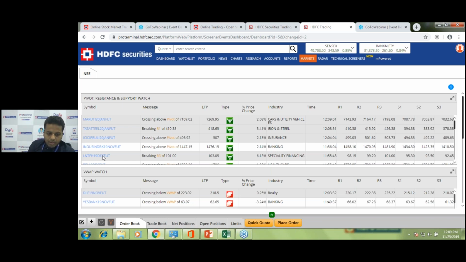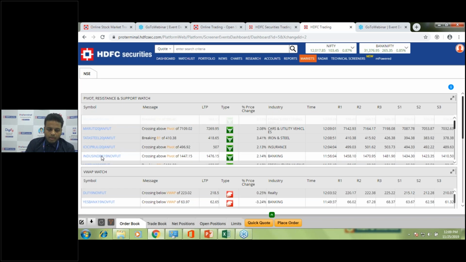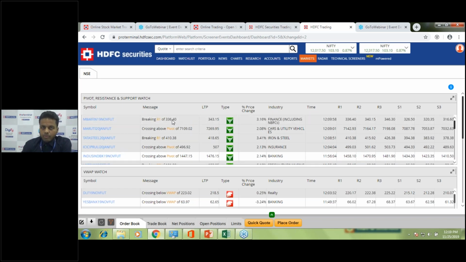So let's say L&T Finance has broken the R3 level, so you will get the details over here at around 11:55. L&T Finance has gone above R3 at 101. R3 is the maximum level as per the pivot point. So any stock trading at the R3 level, again, is a good opportunity to short. Again, this is just one of the screeners. Before taking a trade, you should also do your own analysis.